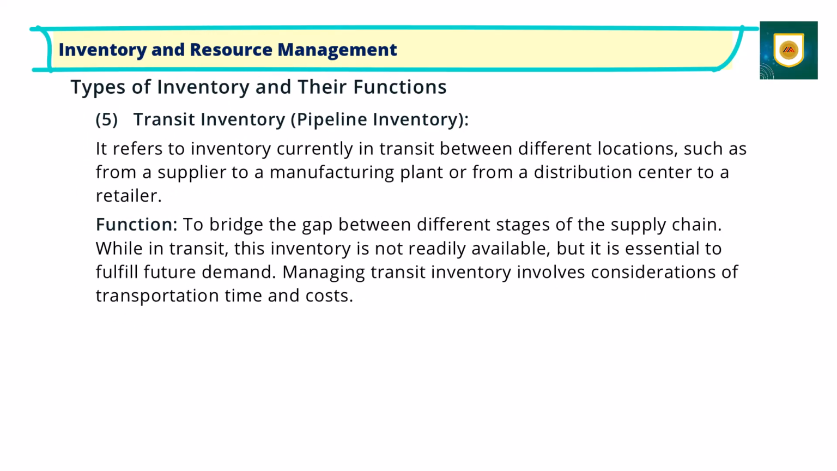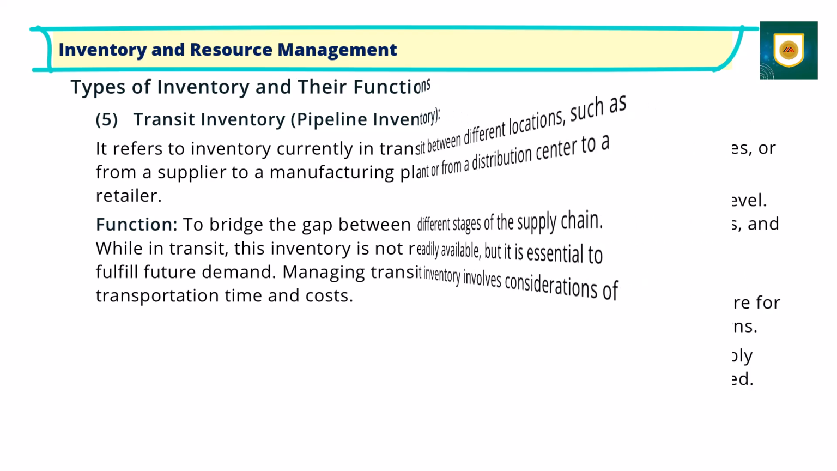5. Transit inventory, pipeline inventory. It refers to inventory currently in transit between different locations, such as from a supplier to a manufacturing plant or from a distribution center to a retailer. Function: to bridge the gap between different stages of the supply chain. While in transit, this inventory is not readily available, but it is essential to fulfill future demand. Managing transit inventory involves considerations of transportation time and costs.